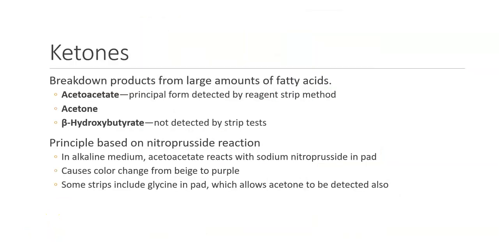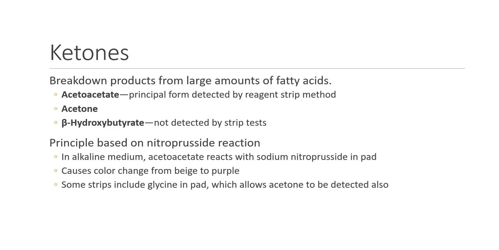Ketones are the breakdown products from large amounts of fatty acids, and it will break down into 3 components: acetoacetate, which is the principal form detected by reagent strip method, acetone, which rapidly dissipates, and beta-hydroxybutyrate, which is not detected by the strip test. The principle is based on the nitroprusside reaction, which in an alkaline medium, the acetoacetate reacts with the sodium nitroprusside in the pad. This will then cause a color change from beige to purple.